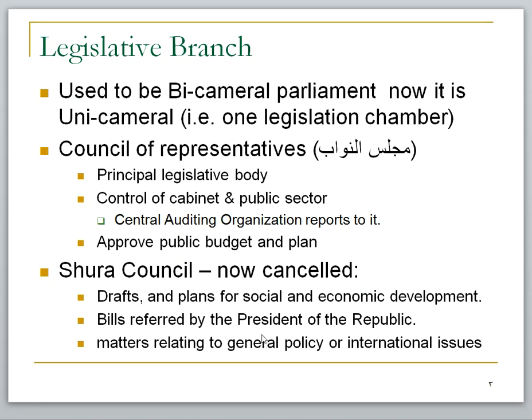Shura Council, let's refer to it, though it is cancelled now. It drafts plans for social and economic development. They do research. They study bills referred by the President of the Republic. Any laws that the President intends to publish go first to the Shura Council to be studied. Also, matters relating to general policy or international issues used to be passed to the Shura Council for extra studies before they are implemented.